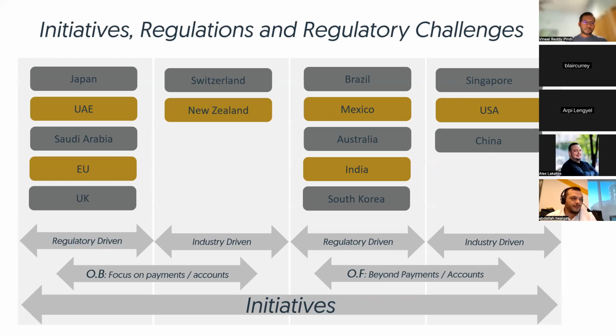But we have different implementations. For example, we have Switzerland and New Zealand. They have open payments and open banking implementations, but they were industry driven. We have seen that usually the biggest banks will form a consortium. They will set the specifications for themselves. Anyone who wants to connect directly to one of the banks in this consortium is going to utilize those API specifications.